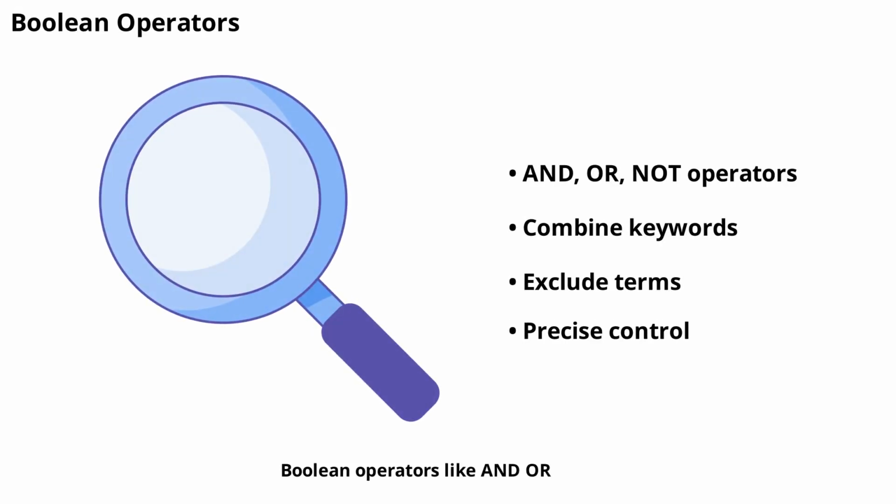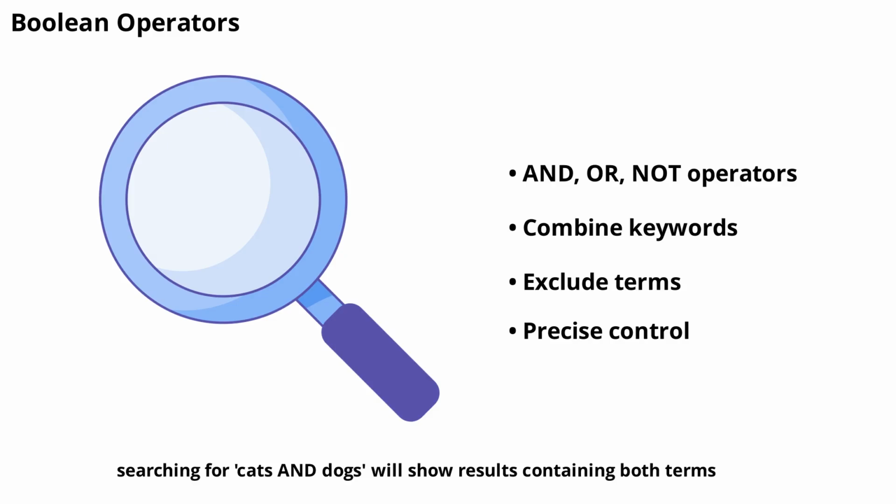Boolean operators like and, or, and not help you combine or exclude keywords in your search. For example, searching for cats and dogs will show results containing both terms, while cats not dogs excludes results about dogs. Mastering these operators gives you greater control over your search results.